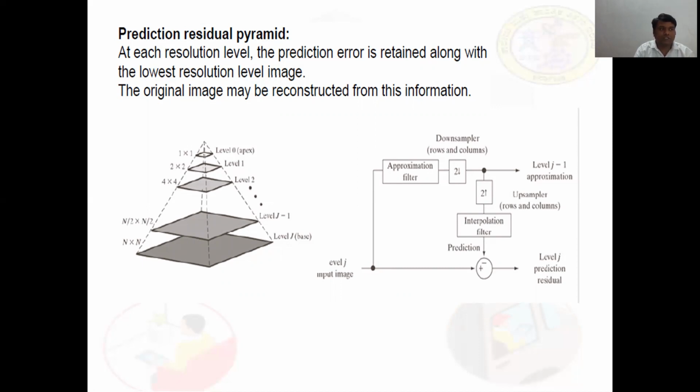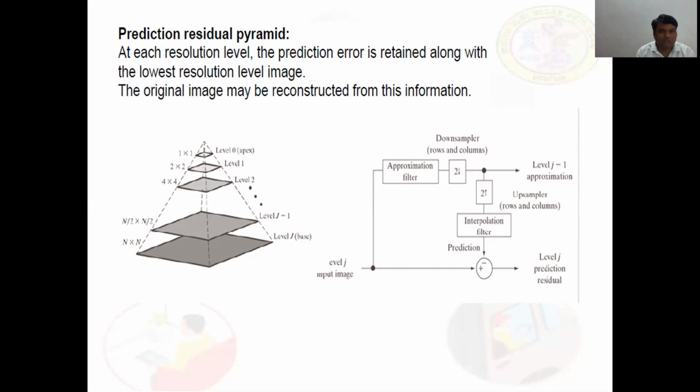The image pyramid is shown composed of J plus 1 resolution levels, from 2 to the power of J into 2 to the power of J to 2 to the power of 0 into 2 to the power of 0. Most image pyramids are truncated to P plus 1 levels, where P is in between 1 and J, that is, levels J minus P, etc., J minus 2, J minus 1, J.